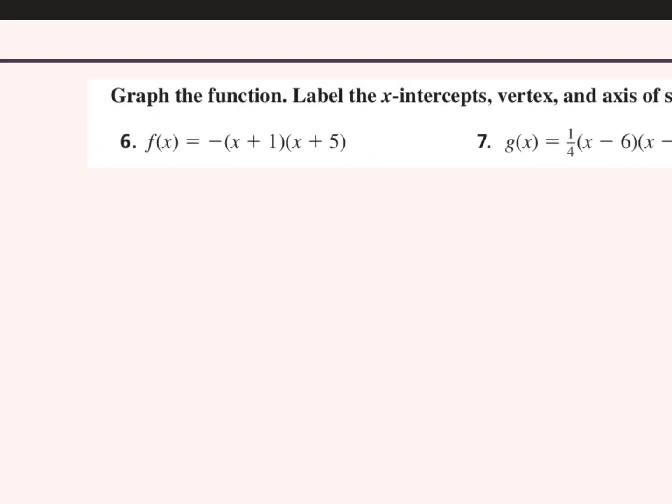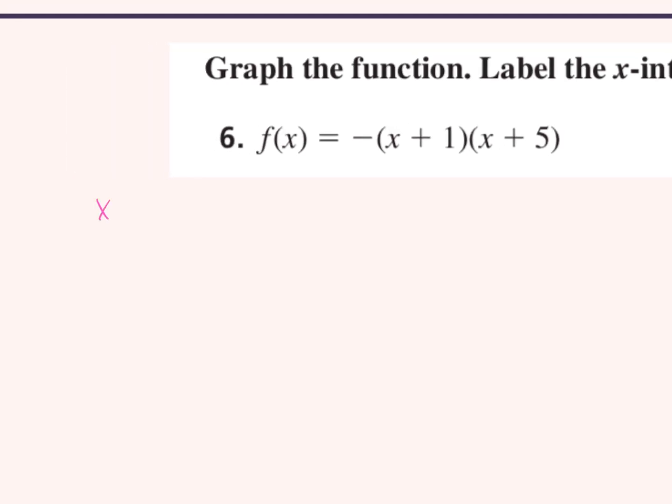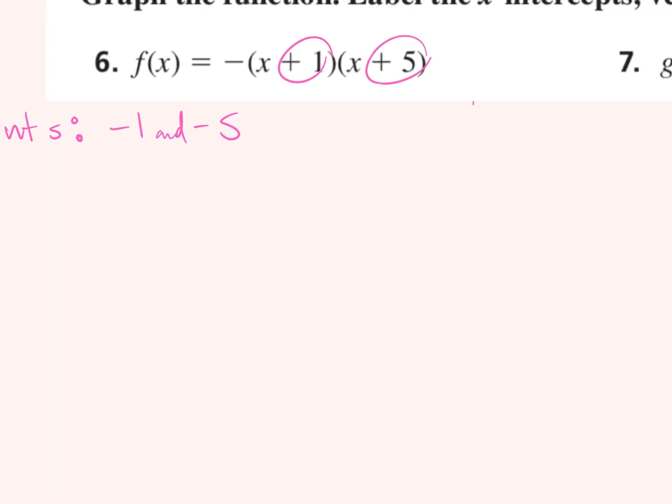So let's look at 6. So first we want to find our x-intercepts. What are the x-intercepts here? Cody? Negative 1 and? Negative 5. Flip the signs of both of them. You have to switch both of them. They're both in parentheses, so you switch the signs of both of them.